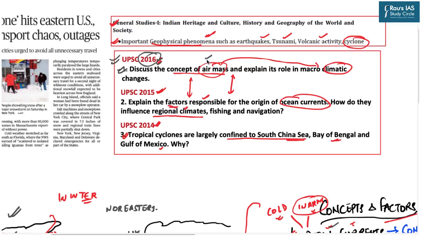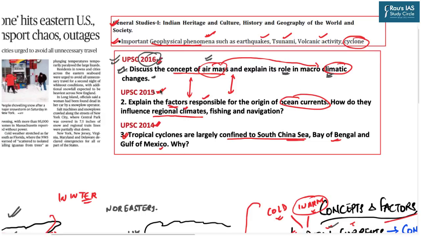We have discussed what air masses are, and then it asked to explain their role in macroclimatic changes. Now in this topic we have discussed how air masses lead to the development of bomb cyclones on the eastern coast of USA, as well as how they impact the western coast of Europe. So that is the role of air mass in bringing climatic changes.